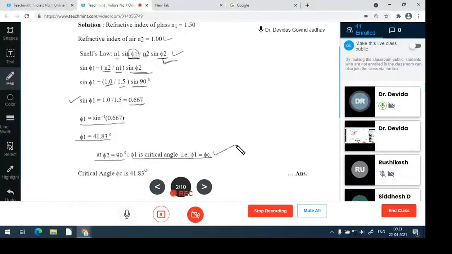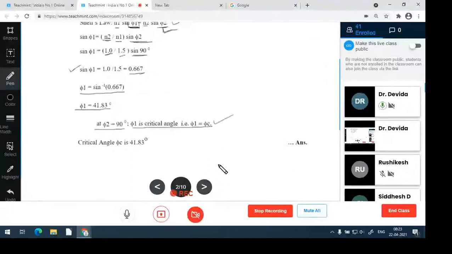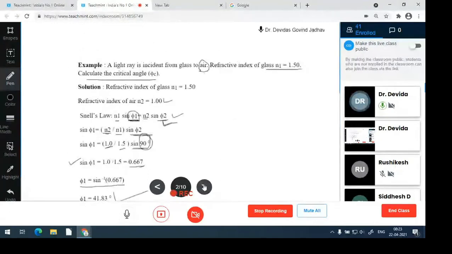So this is the definition of critical angle. Therefore the critical angle phi 1 is equal to phi c, which is equal to 41.83. So this is the critical angle, phi 1, because phi 1 is calculated with phi 2 equal to 90 degrees. This is the second problem.